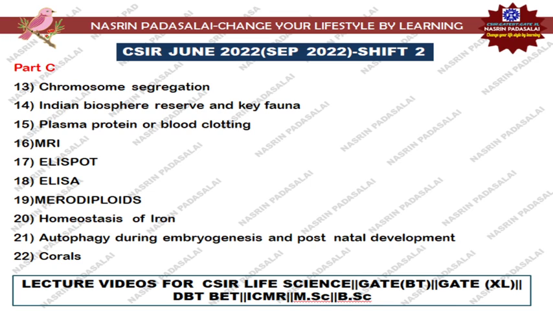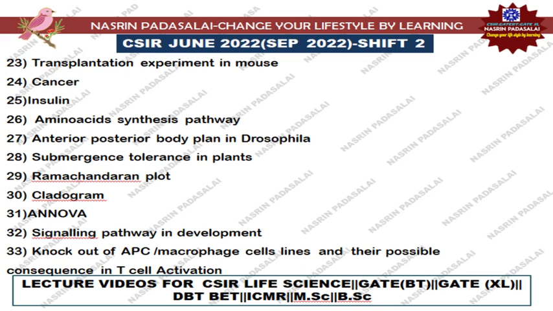And the question has been asked from plasma membrane proteins, like plasma proteins and blood clotting factors, MRI, Western blot, ELISA. And from black copper and marrow diploid, a question has been asked, and homeostasis of iron, autophagy during embryogenesis and postnatal development. And a question has been asked regarding chordate development. Next, transplantation experiments done in mouse.